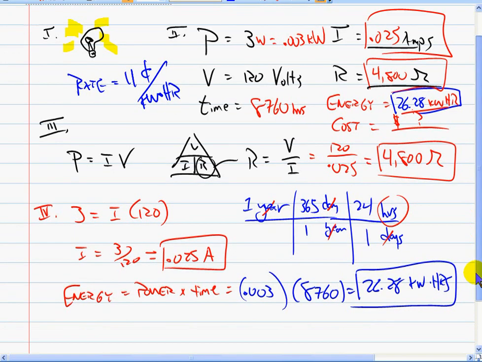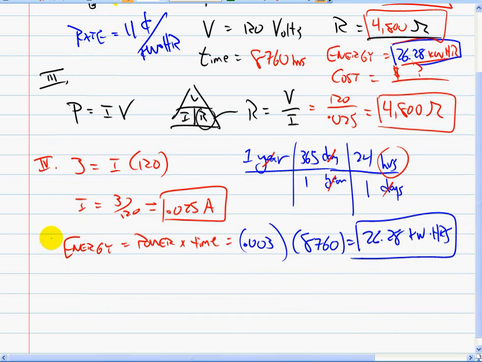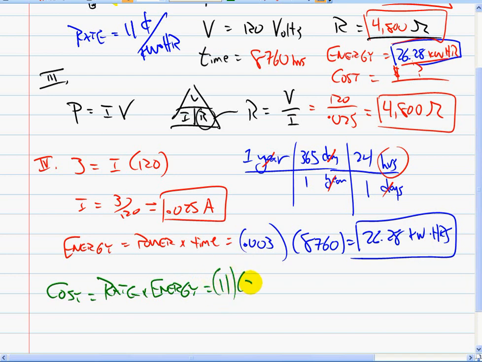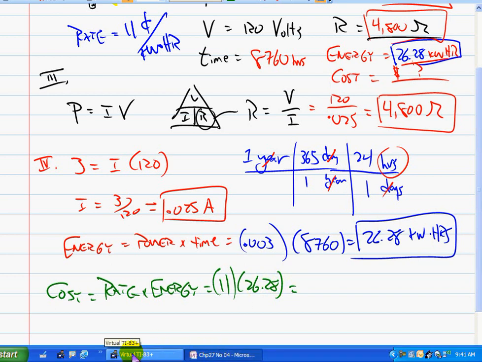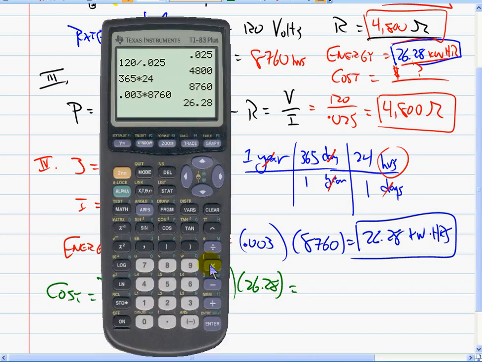So cost, we can finally finish. Show me the money. Cost is just simply equal to the rate you're being charged times the energy that you use, right? So in this case, we got 11 cents a kilowatt hour times 26.28 kilowatt hours. This will give us our final cost in cents, and then we can just change that to dollars, right? So 26.28 times 11 cents is 289.08 cents. Yay.